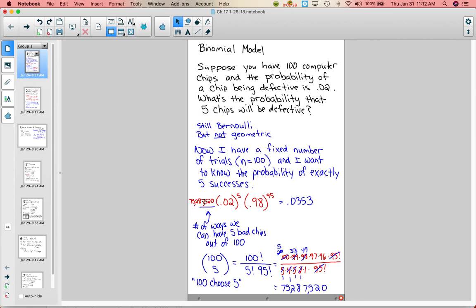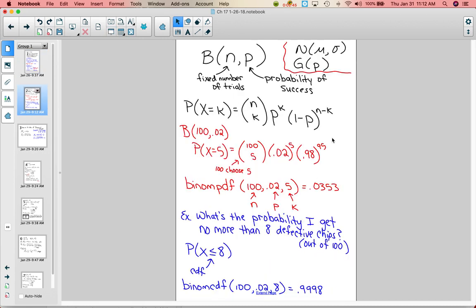So you do have to multiply by that, and we get our answer. If you have 100 computer chips and you want to know the probability of getting exactly 5 of them to be bad, remember the success in this case was a defective chip, then you get 0.0353.